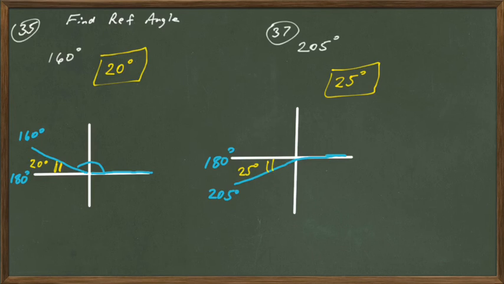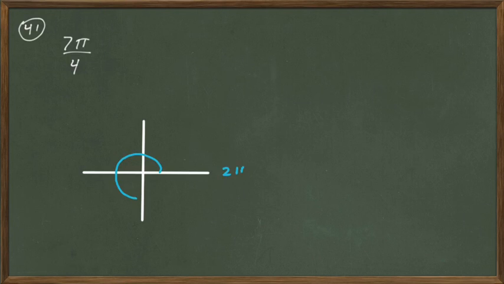Now it doesn't have to be in degrees. It's usually easier in degrees because you don't deal with fractions or anything else. Sometimes they might want the reference angle dealing with radians. Where is 7 pi over 4? Well, if I did a complete circle, it would be 2 pi, which is 8/4. How much less than 8/4 is 7/4? So your reference angle is pi over 4.